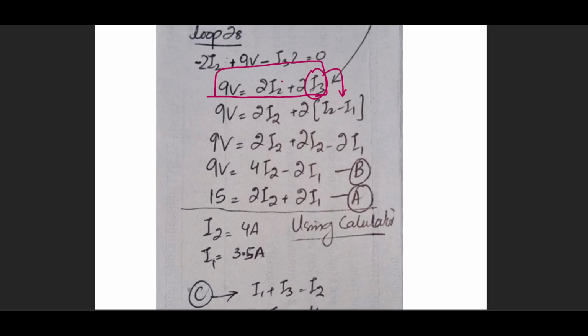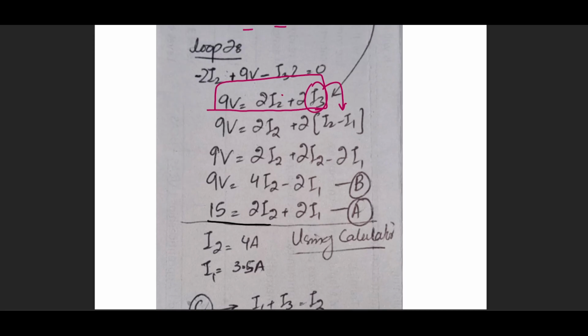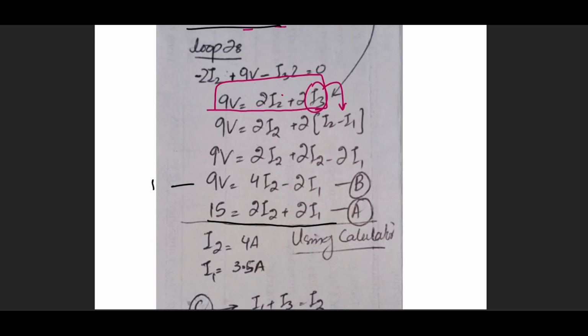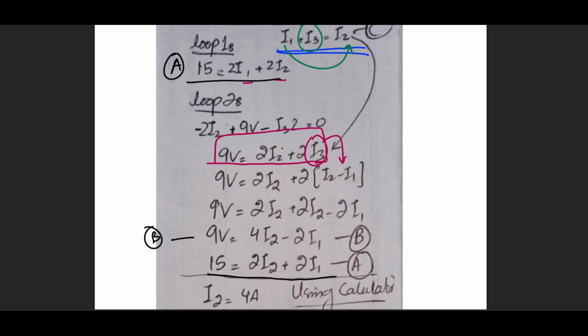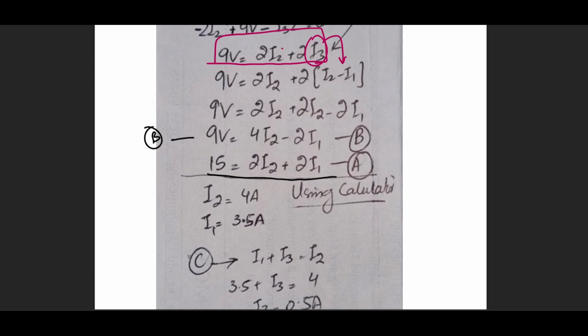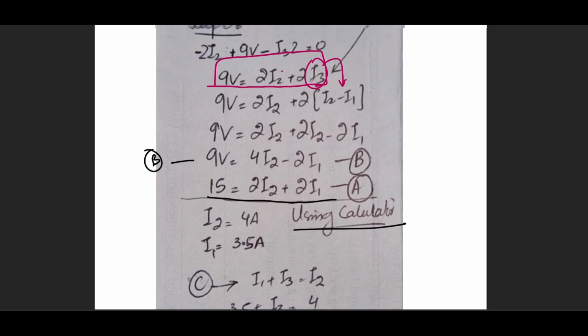Now this is carried from the first part, 15 equals 2I2 plus 2I1, which was this equation. This was equation A. This is equation B. Now I can solve it simultaneously, but since this is not a mathematics exam, I'm not required to do this. What I can do is use the help of the calculator, which I've taught earlier as well.